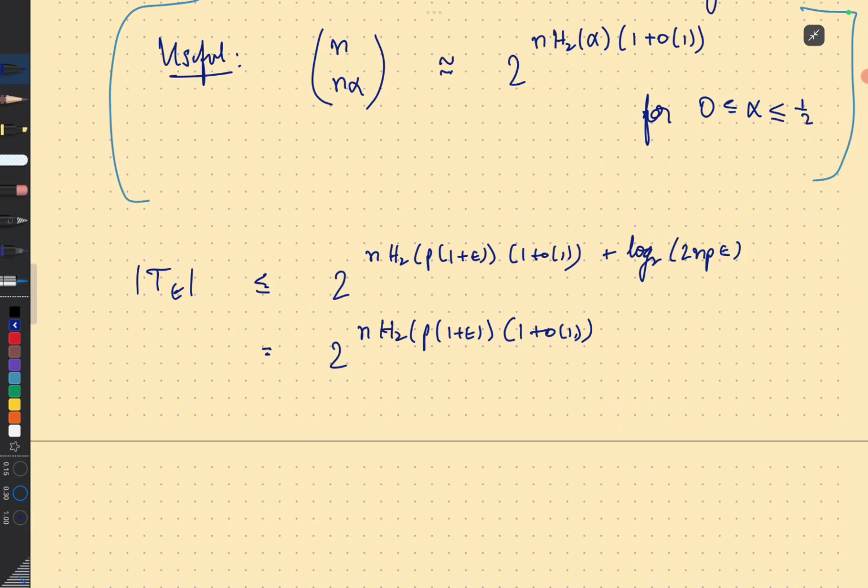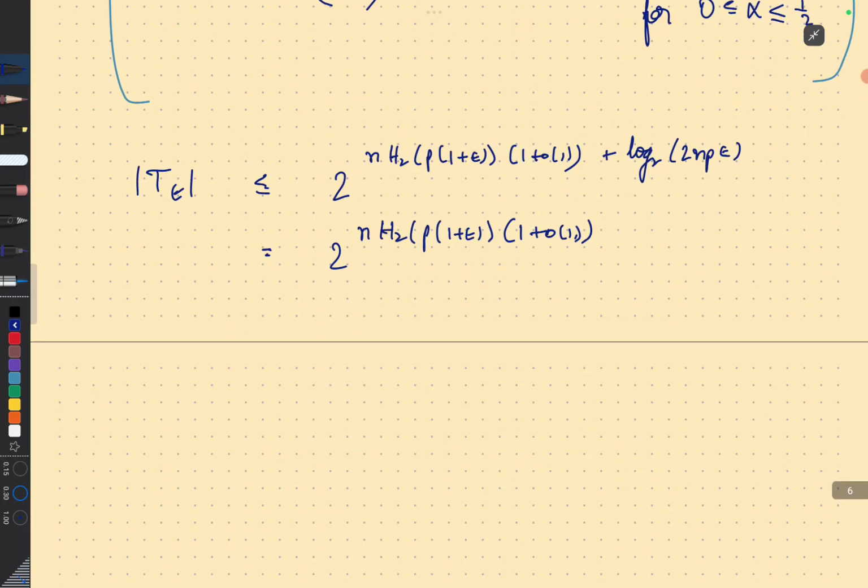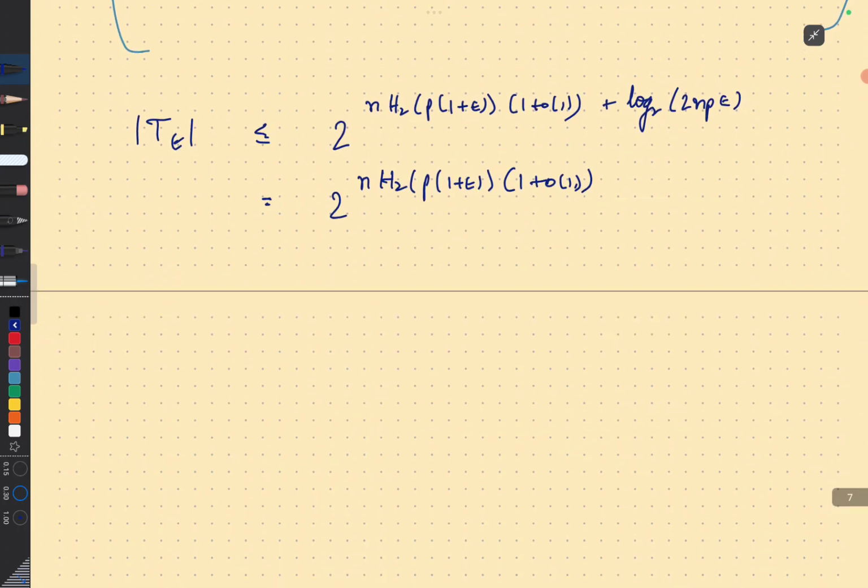So basically I've done nothing much. I'm just counting the number of sequences for which the number of ones is epsilon close to n times P. And I'm doing this just by taking a bound on the binomial coefficient. As n becomes large, the binomial coefficient behaves effectively as 2 to the n times the binary entropy. All right.